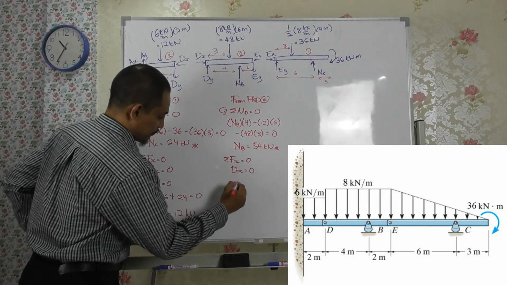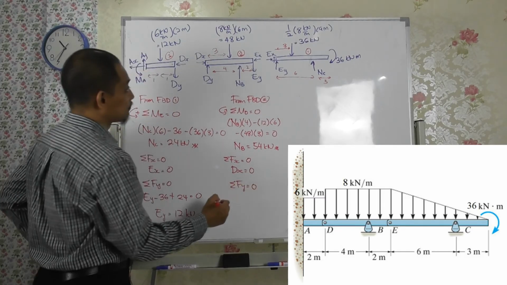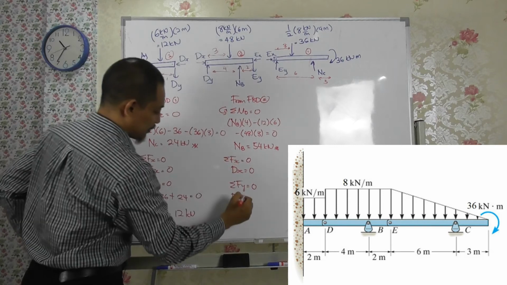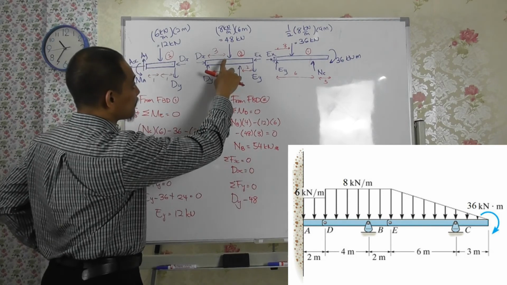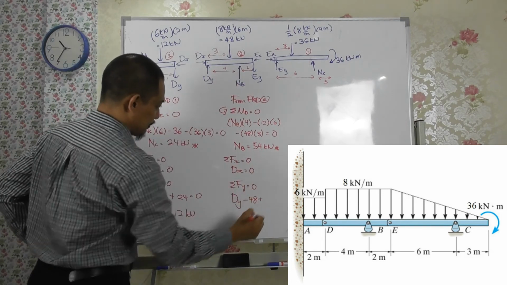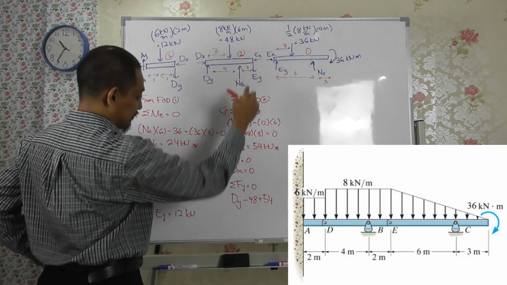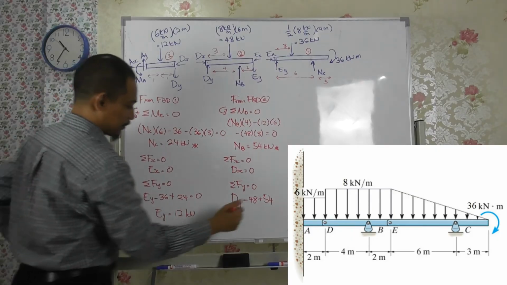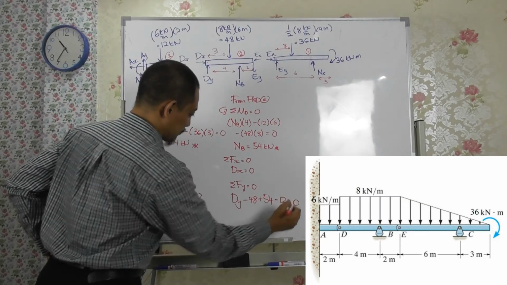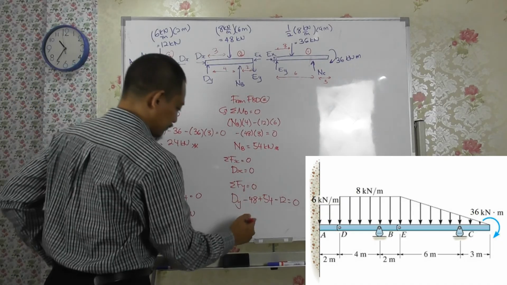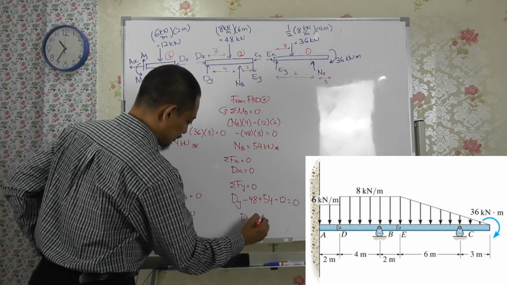And then you do summation of Fy equal to 0, then you will have Dy minus 48 plus NB, and NB is this one, 54, and then minus Ey, which is this one, minus 12, equal to 0. So 60, so Dy becomes 6 kilonewton, right?